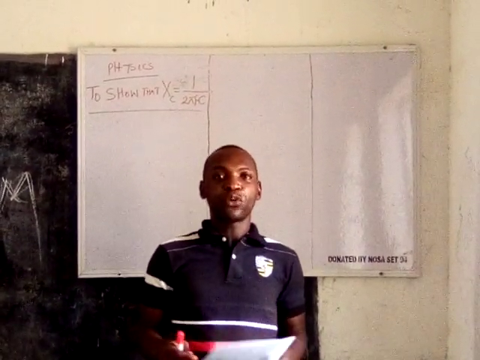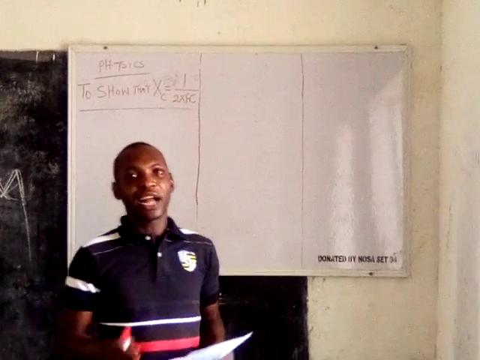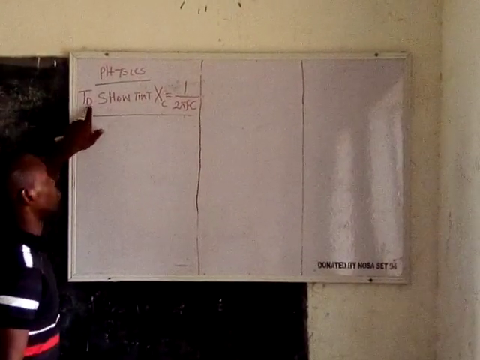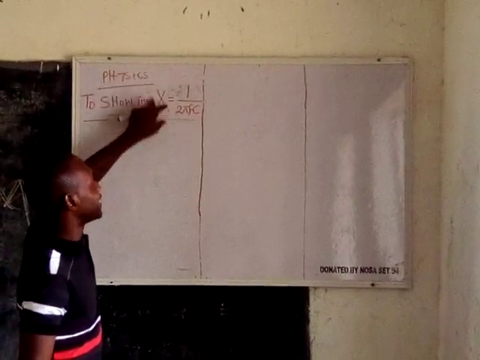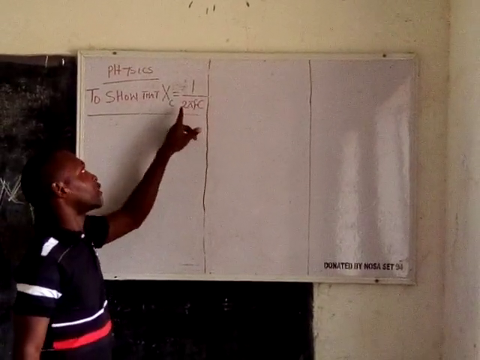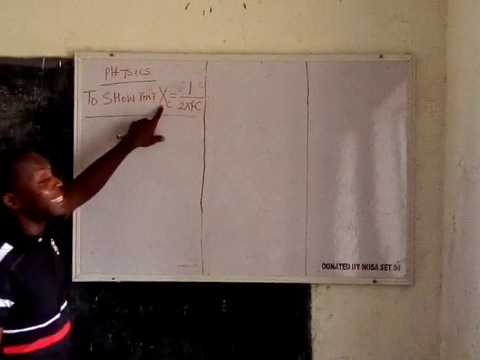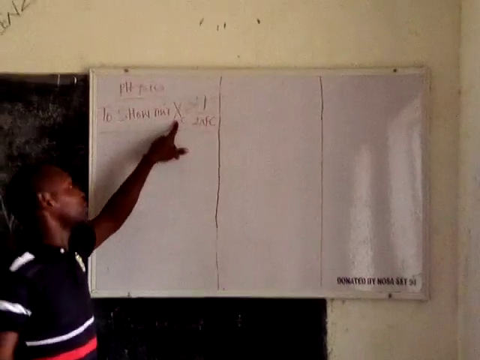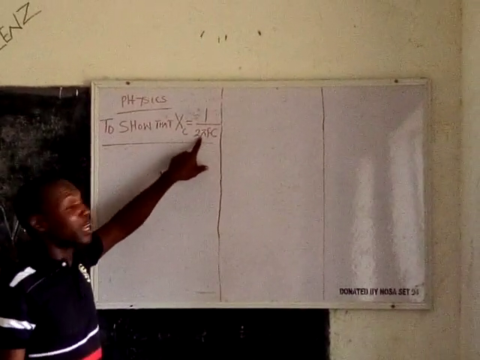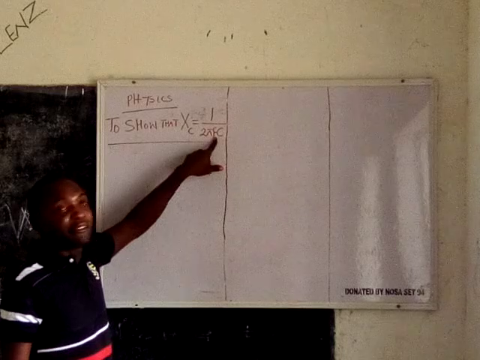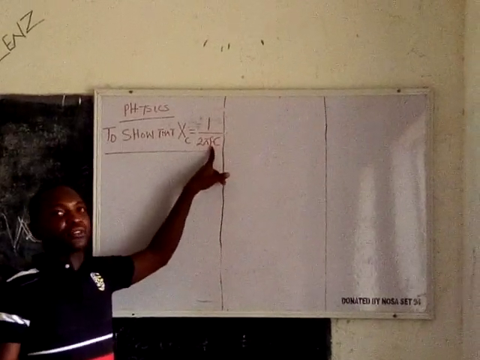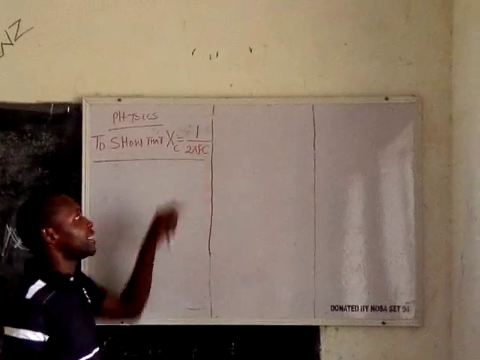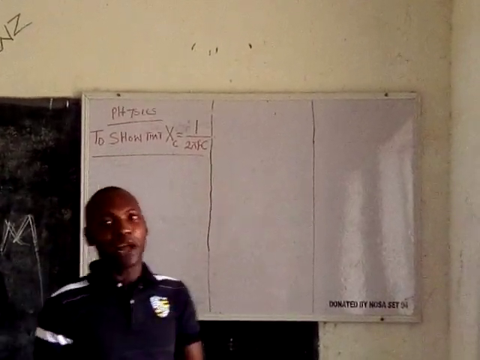I shall be proving the formula for the capacitive reactance of a capacitor. As you can see on the board, to show that Xc is equal to 1 over 2 pi Fc, where Xc represents the capacitive reactance of the capacitor. Then 2 pi is a constant, of course we know that, and F is the frequency of the oscillation of the AC passing through the capacitor. Then C here is the capacitance of the capacitor.